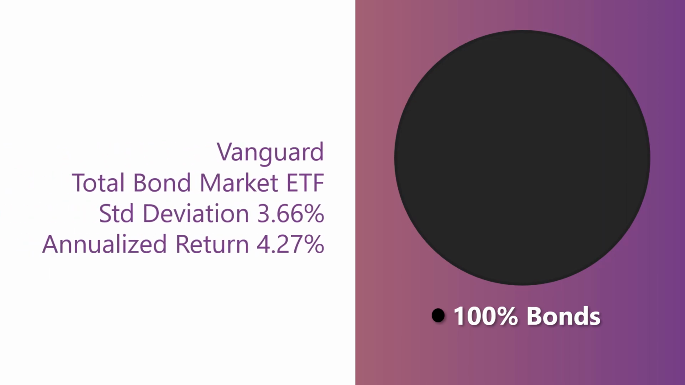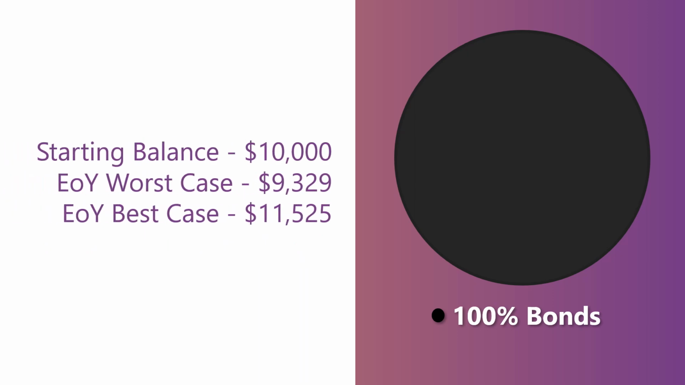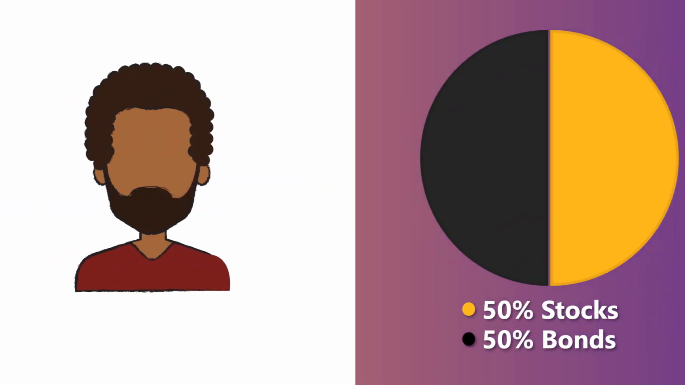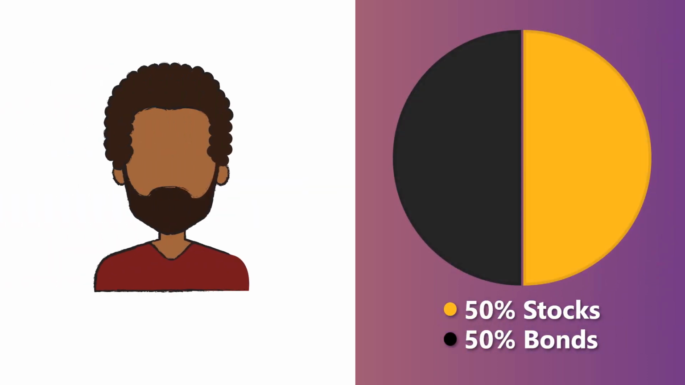On the other side of the coin, we have Adam, who has a very low risk capacity and has elected to invest 100% in bonds. He starts with $10,000 as well, but invested in the Vanguard Total Bond Market ETF. Adam's worst case is his portfolio drops to $9,323 by the end of the year. The best case, his balance increases to $11,525.